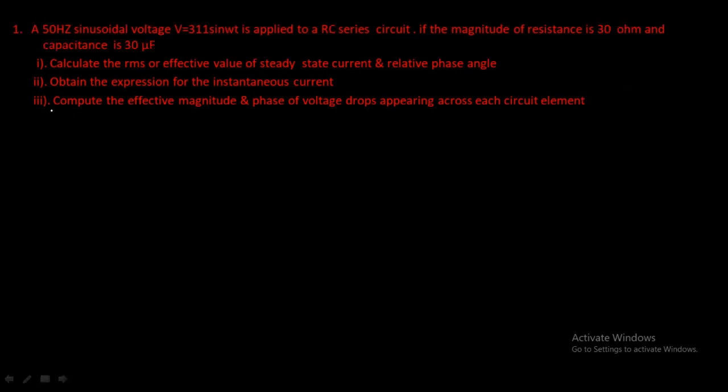Hello students, in this session we will discuss a problem related to the RC series circuit. First, we should read the problem. The problem is a 50 Hz sinusoidal voltage V equal to 3 line sin omega t. Just note down what is given. So write the solution here.